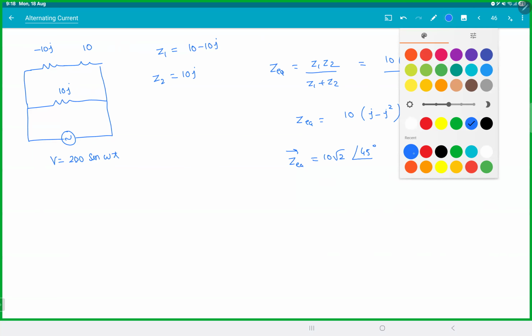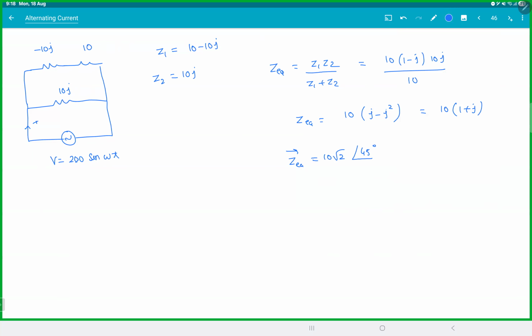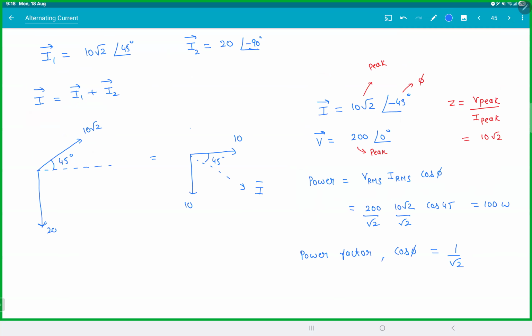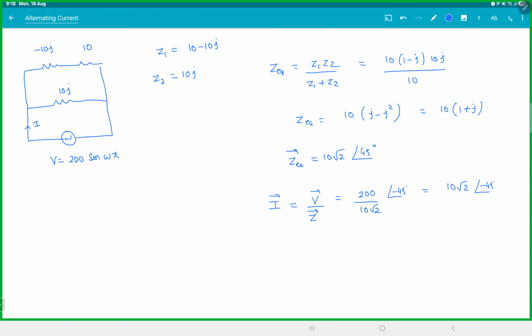And so what do you want to find? You want to find the main current I. So I bar will be V bar by Z equivalent bar. That would be 200 by 10 root 2 at minus 45, 10 root 2 at minus 45. You got the same? This is faster. You can just find Z equivalent and finish it off. But if they ask you current in each branch, then you have to do what we did before. And then once you got this, you got everything actually.